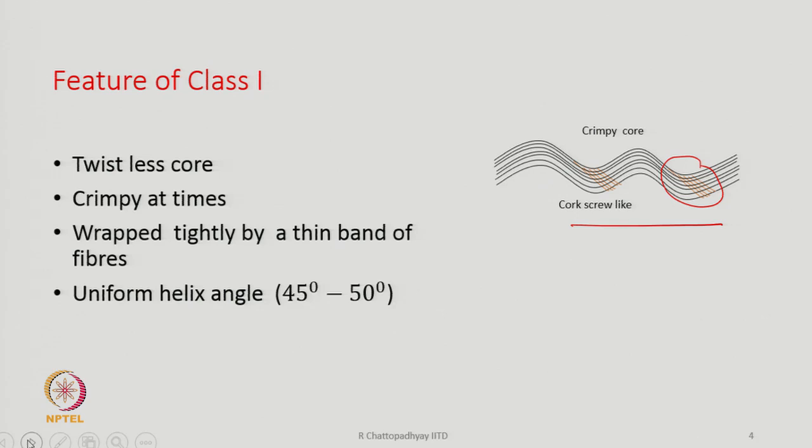So, this is the typical feature of class 1 structures. The class 1 structure will look like this: twistless core, crimpy at times, and it will be tightly wrapped by some fibers, and the helix angle is fairly uniform, typically varying between 45 to 50 degrees. That is the class 1 structure.